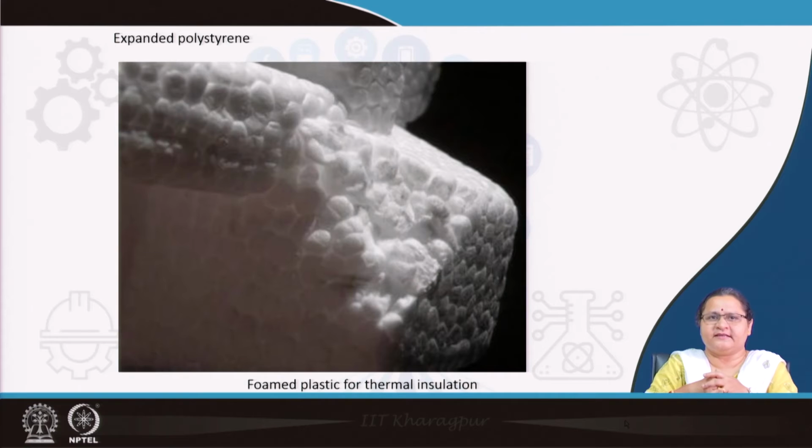You have all seen this, which is expanded form of plastic, polystyrene. We call it regularly, we see it in packaging industry, thermocol. We find it in insulation. This is also plastic. So, you are using plastic as an insulator, that means its thermal conductivity is very low. We have discussed this in thermal insulation, this material, but this is nothing but one kind of plastic.